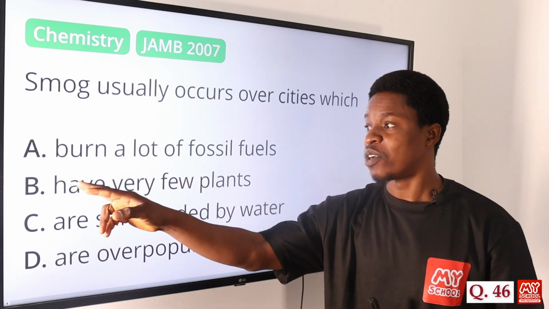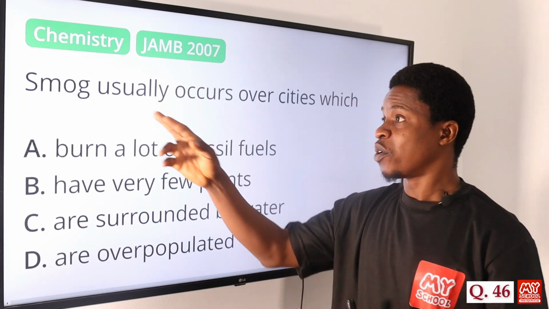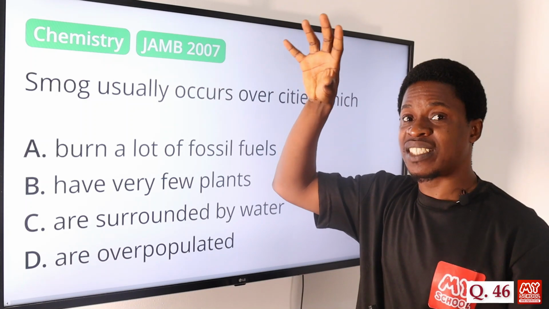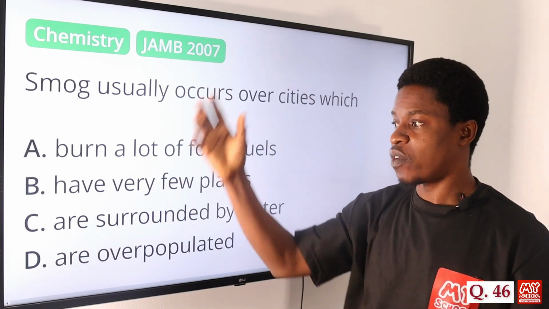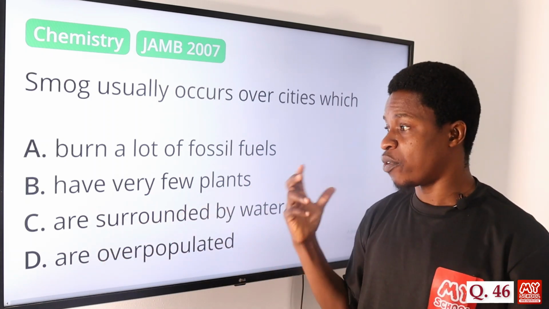Yes, that is correct. Option B says have very few plants. When we have very few plants, we are not going to have those pollutions taking place around there when they are burning those fuels, because we have carbon monoxide also present in the atmosphere, which is poisonous to the air.